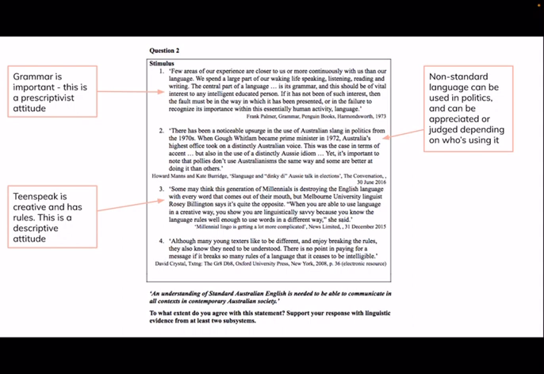And the 4th stimulus. Although many young texters like to be different and enjoy breaking the rules, they also know they need to be understood. There is no point in paying for a message if it breaks so many rules of a language that it ceases to be intelligible.